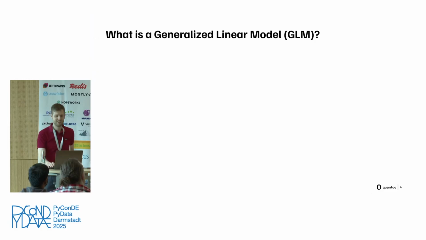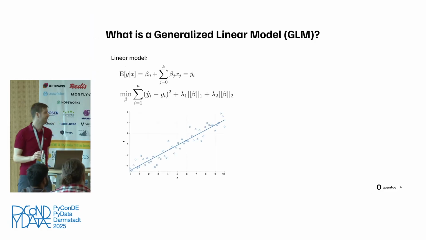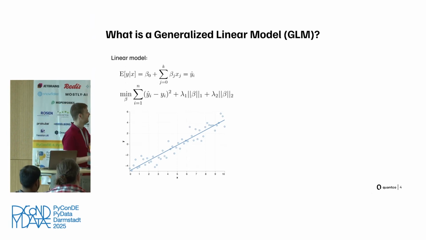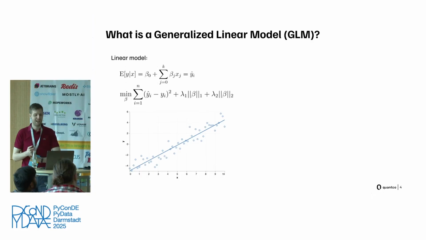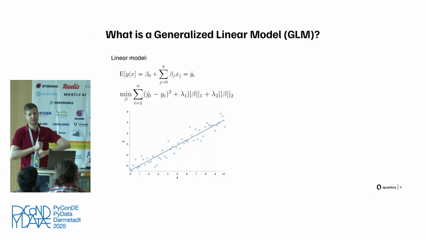So what is a generalized linear model? Let's start with what a linear model is. There's going to be a couple of equations, but not that many, so don't worry, and not super important. But a linear model is basically you have a number of features, let's call them xj, and you assume that the conditional expectation of your response is linear. It's just a linear combination of these features. This is what a linear model is.